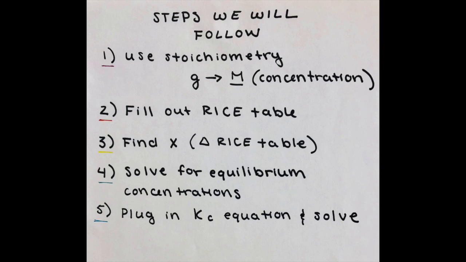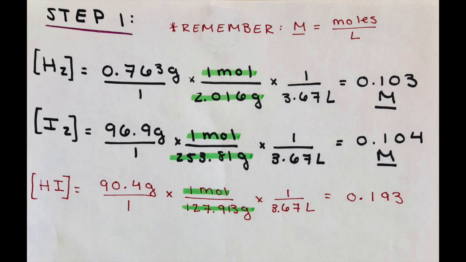Problem 45 can be divided into 5 different steps. We will first use stoichiometry to convert the given gram values into molarity values, which will give us the individual concentrations of each component. We will then fill out a rice table and find X. We will then use X to solve for the equilibrium concentrations, which we will then plug into a Kc equation and solve for Kc.